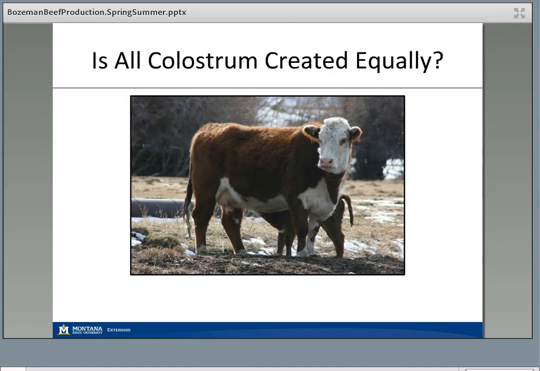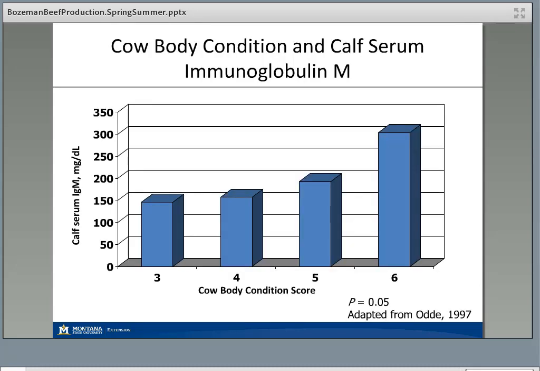Well, how can we as managers do anything about the colostrum that the cow builds before calving? Well, there's been some cool research that's looked at cow condition score. So coming back to that idea about monitoring nutrient status, we can see that there are several different immunoglobulins. This particular graph is showing us immunoglobulin M in the blood of calves compared to their dam's body condition at calving. So you can see as we increase body condition from 3 up to 6, calves born from dams in better condition had higher concentrations of IgM than calves from thinner cows.